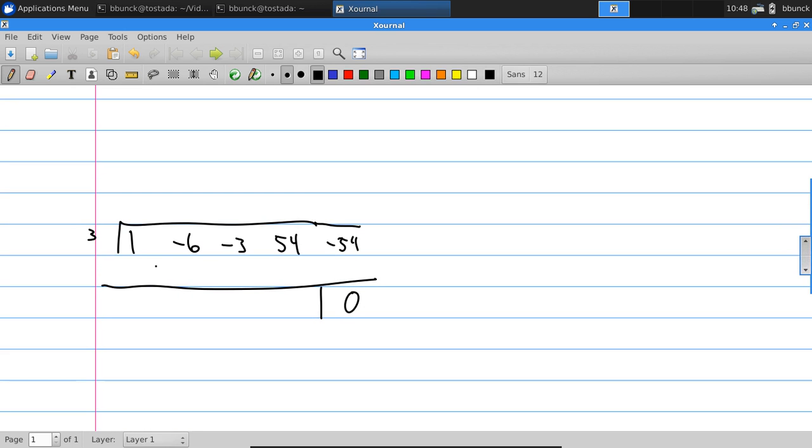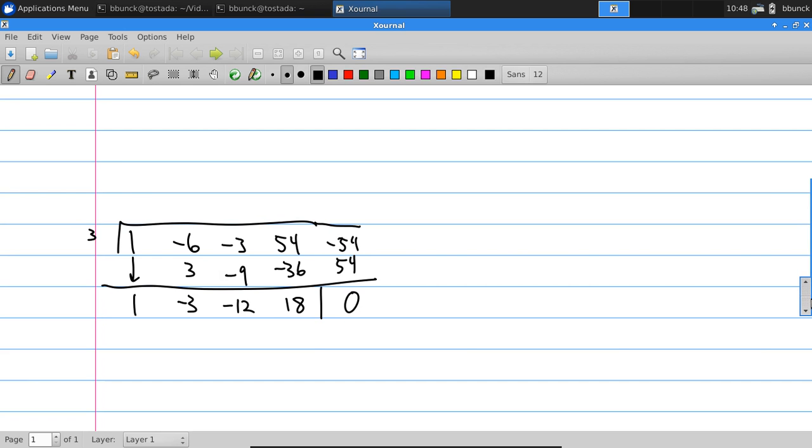So I drop down the 1. 1 times 3 is 3. Now I add negative 6 plus 3 is negative 3. Multiply by 3 again, and I get negative 9. Here I add and I get negative 12. Multiply by 3 again, and I get negative 36. I add here and I get 18. 18 times 3 is 54, and when I add that to negative 54, I do get 0.